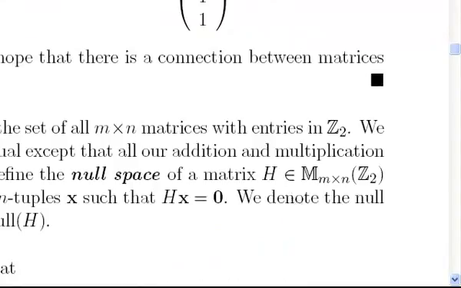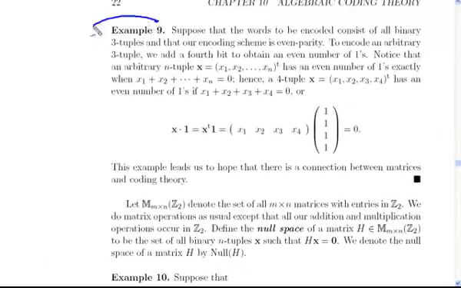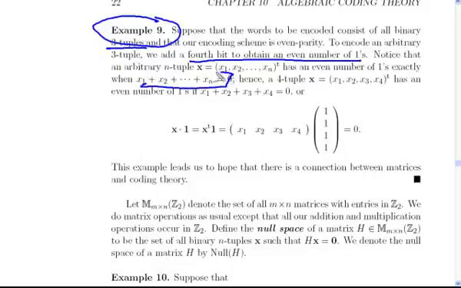Okay, so in example 9, we recast our parity check example in this language. When we encoded a 3 tuple and used a parity check bit, we added a 4th bit to obtain an even number of 1s. So what that means is every code word has an even number of 1s. That means that the sum of the digits in the code word is 0.